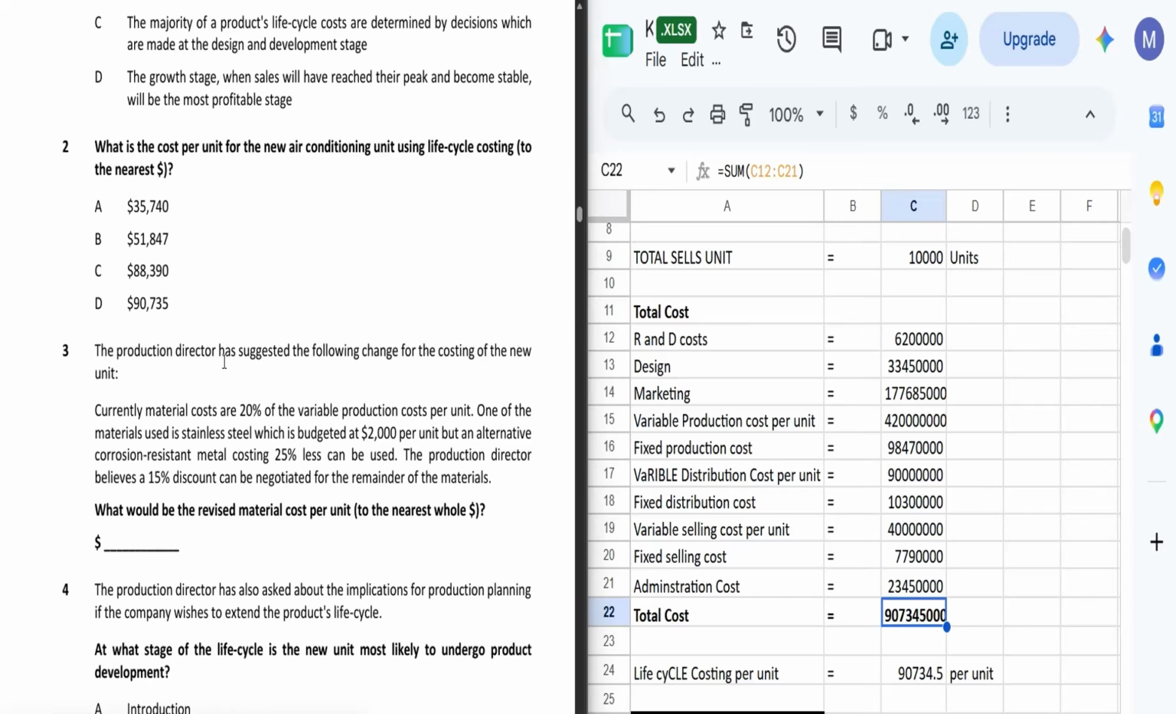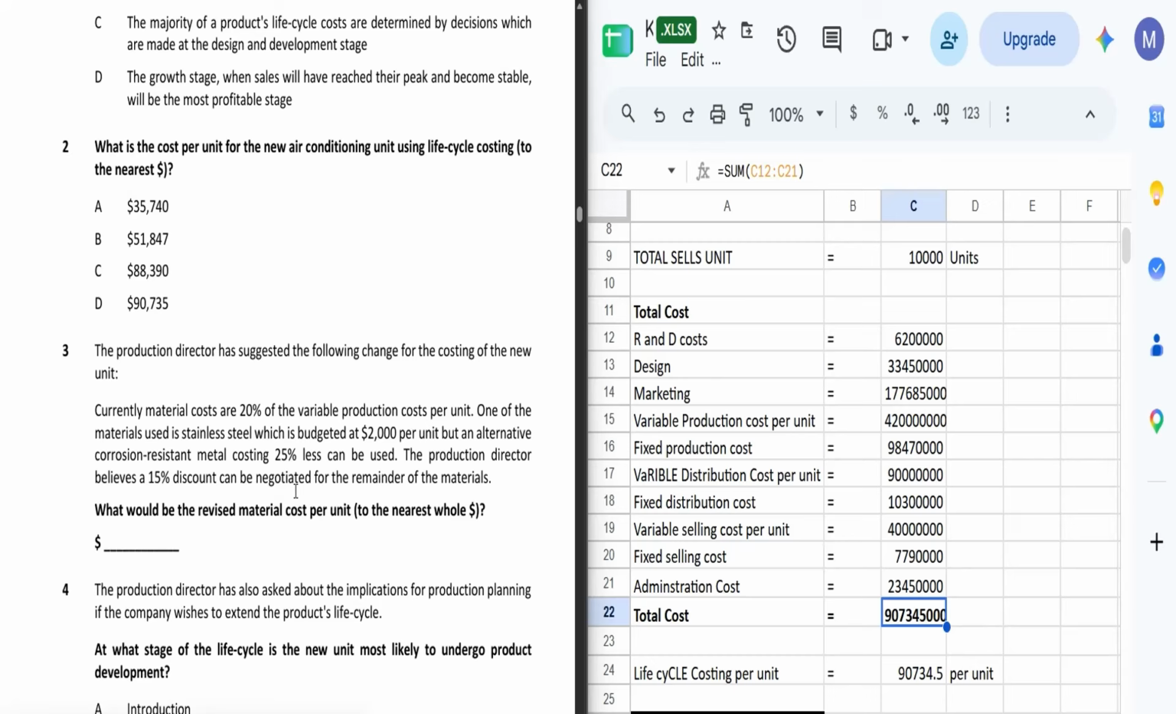The production director has suggested the following change for the cost of the new unit. Currently, material costs are 20% of the variable cost per unit. One of the materials used is stainless steel, which is budgeted at 2,000 per unit, but an alternative corrosion resistant metal costing 25% less can be used. The production director believes a 15% discount can be negotiated for the remainder of the material. So now they have asked us to calculate the revised material cost per unit to the nearest whole dollar.